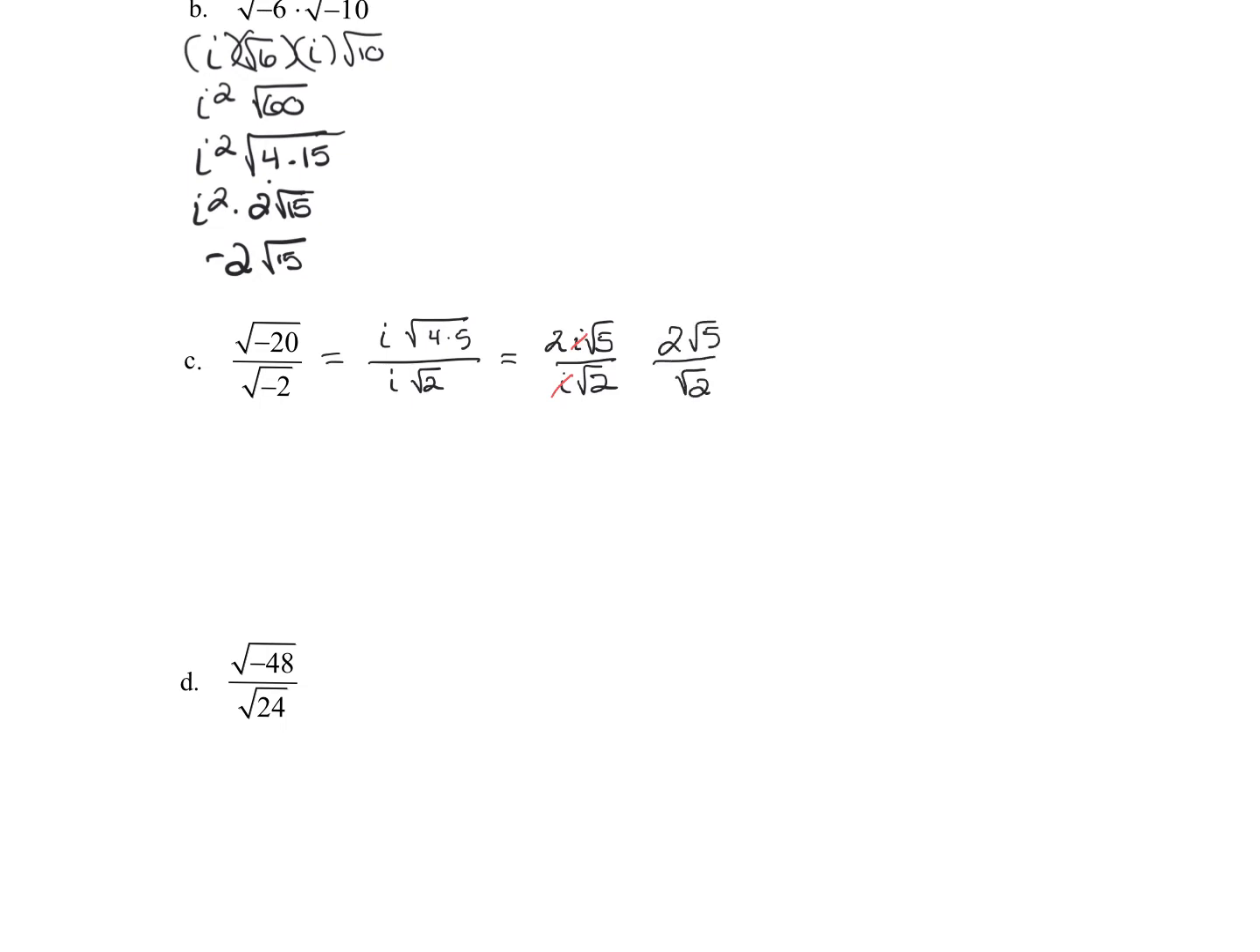And then I cannot leave it like that. So you have to multiply or rationalize by square root of 2 over the square root of 2. We don't leave roots in the bottom. So it's going to get 2 root 10. And the square root of 2 times square root of 2 is going to be the square root of 2 squared, so it's going to be a 2. And then these 2's cancel off. So I'm left with the square root of 10.